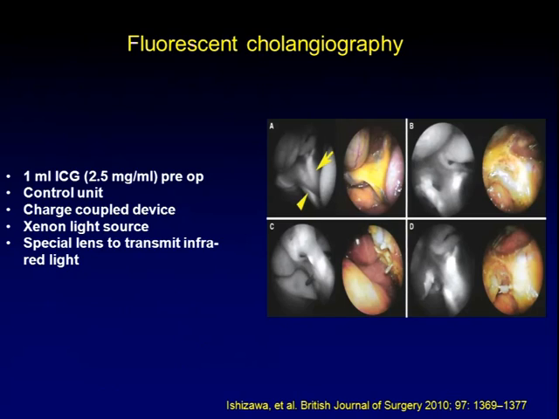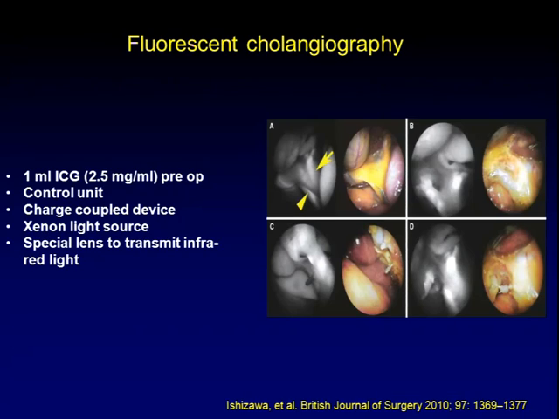The newest thing is fluorescent cholangiography. This technique does require special equipment in terms of a xenon light source, special lenses that allow infrared transmission of light, and a control unit. The estimated cost of this is probably about $60,000 for the equipment to do this, but then you can apply it to your patients. The technique involves administration of a milliliter, or 2.5 milligrams, of indocyanine green, which is given on induction of general anesthesia.